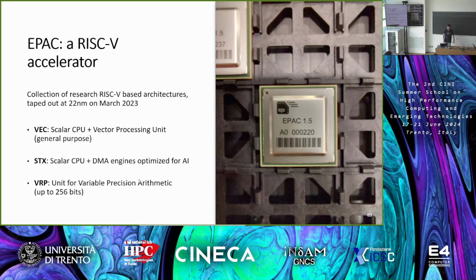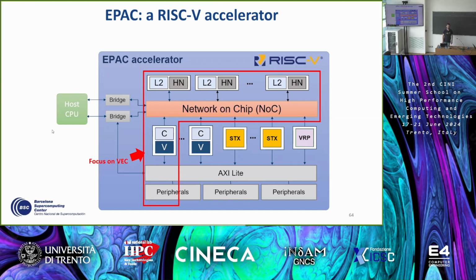So there is the VEC, that is a scalar CPU plus the vector unit. There is STX and there is VRP. STX is for stencil computation for accelerating AI, and VRP is a variable precision unit that allows you to do floating point operations on different data sizes, increased precision also, up to 256 bits. What we are going to see now is the VEC, not the other 2. That is where BSC is more important.